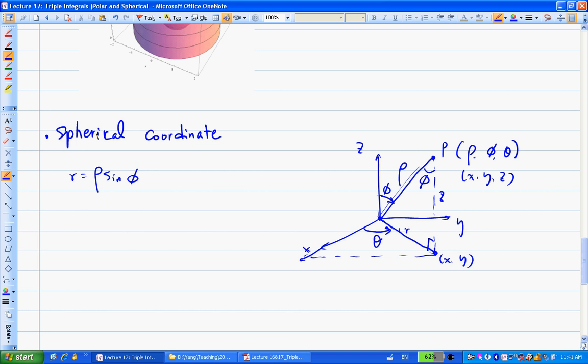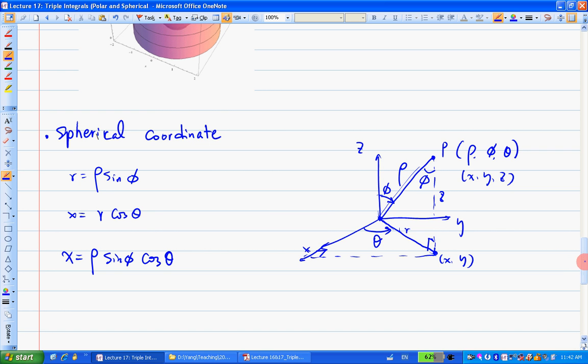See, this is a right triangle here. Okay? And this is a right triangle here. And x equals r cos theta. So now you can see, x equals rho sine phi cosine theta. Okay? Is that clear?